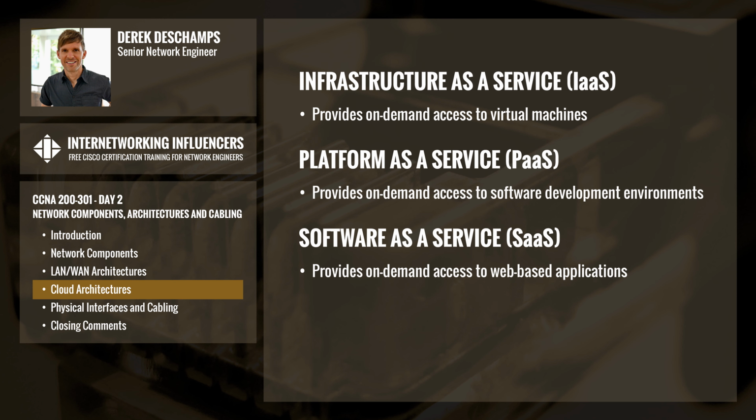Cloud computing services can be divided into three main types. Infrastructure as a Service, or IaaS, provides on-demand access to virtual machines. Platform as a Service, or PaaS, provides on-demand access to software development environments, while Software as a Service, or SaaS, provides on-demand access to web-based applications.